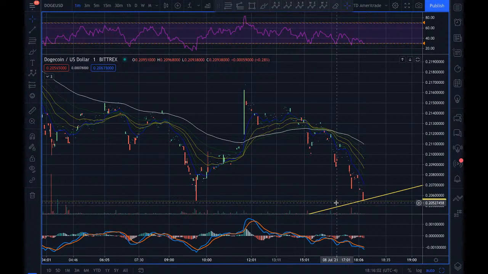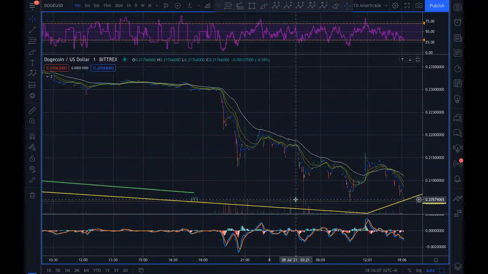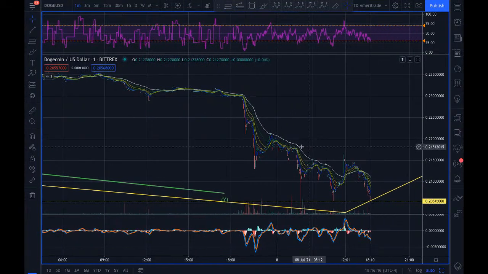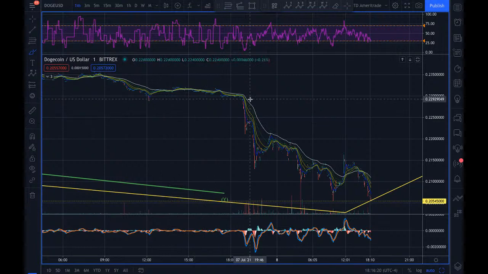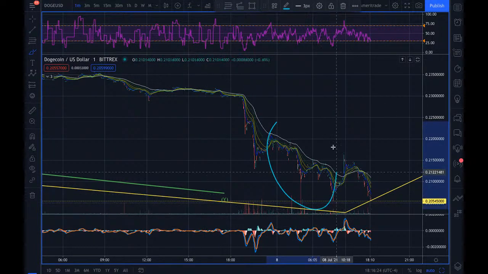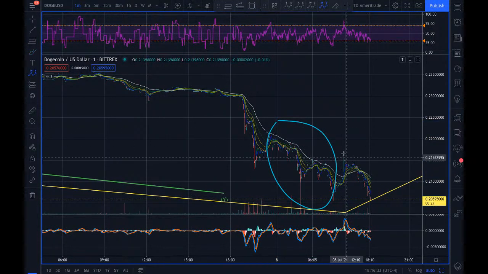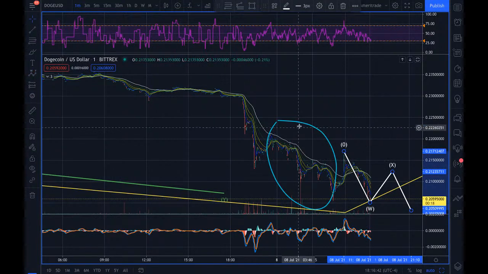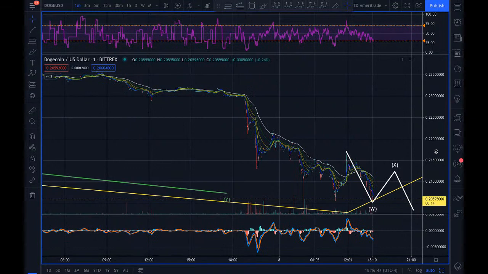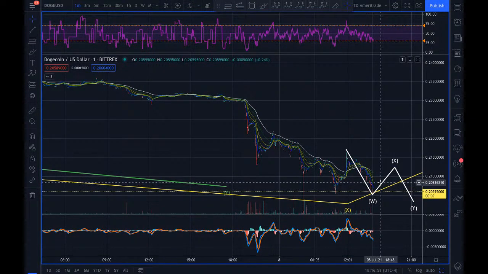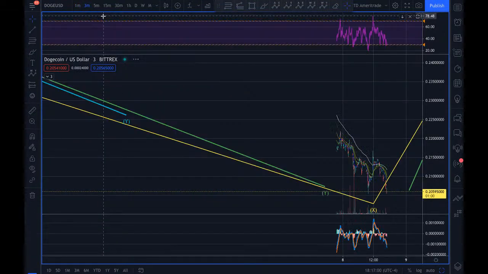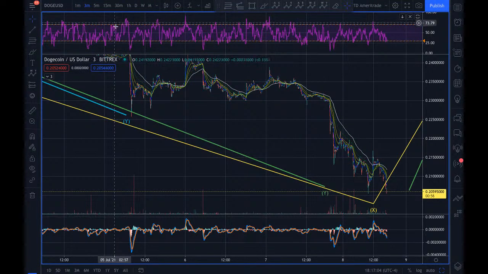Looks like we made a little bit of a new low over here. So we should have one more leg coming down, and that's going to look somewhat similar to this one right here. Should look something like this, maybe something like this. But now it's going back up, so let's hold our horses here. So far, it really didn't change anything for what I've been counting.